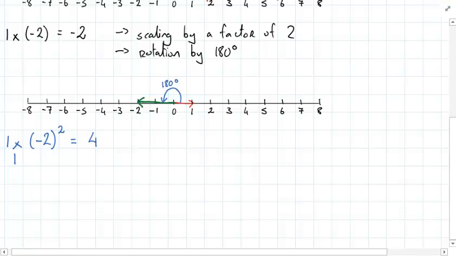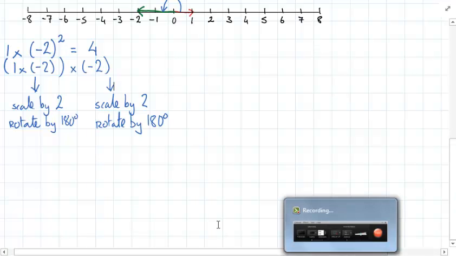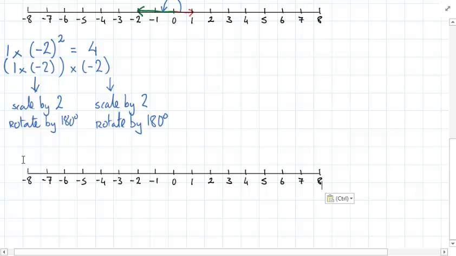So 1 by -2 squared could be thought of as 1 by -2, and then when we work that out, we're going to multiply by another -2. So how does this fit in with our picture of scaling and rotation? Well, this is going to scale by a factor of 2, and it's going to rotate by 180, since -2 makes an angle of 180 with my number line. So when that's done, whatever I get, I'm going to have to multiply by another -2, so that's going to have the effect of scaling that by a factor of 2 and rotating it again by 180 degrees. So if I get my number line, I can represent that very easily.